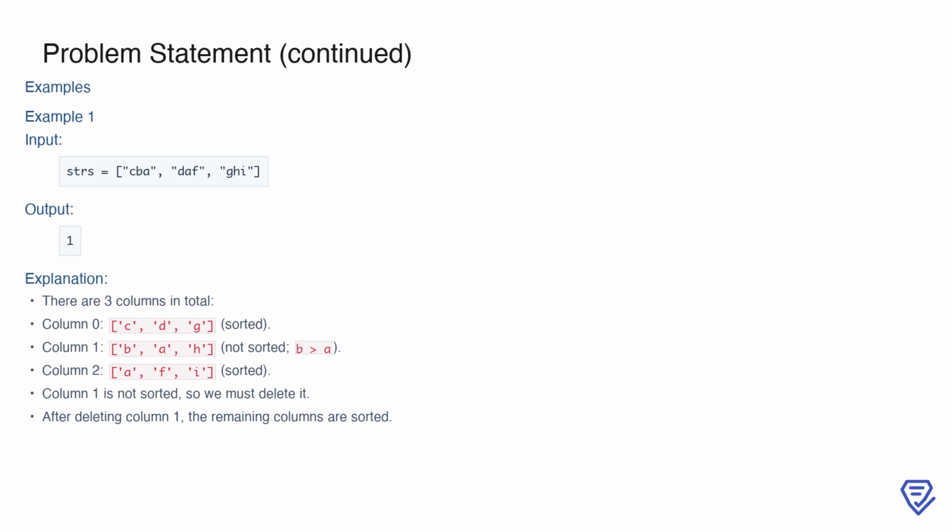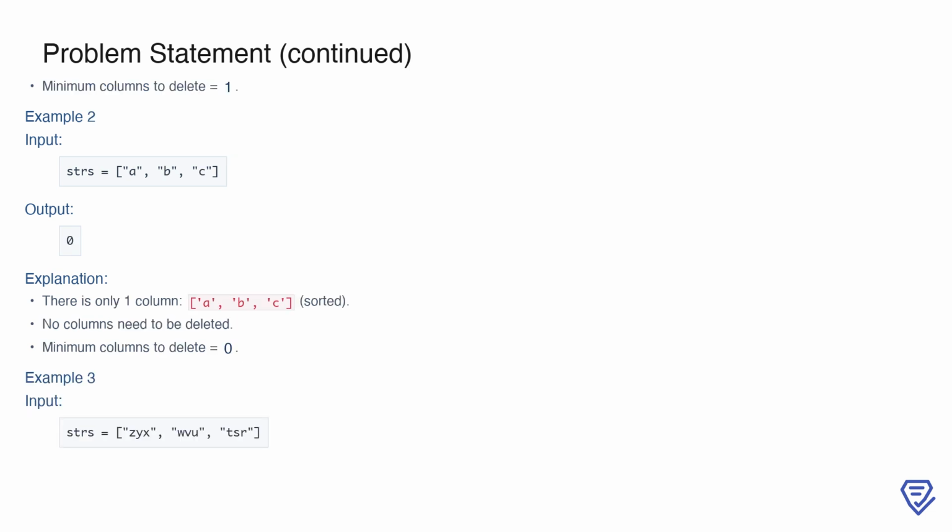Column 1 contains B, A, H, where B is greater than A, so this column is not sorted. Column 2 contains A, F, I, which are in order, so column 2 is sorted. Since column 1 is the only one that's not sorted, we have to delete it. After deleting column 1, the remaining columns are sorted, and the minimum number of columns to delete is 1.